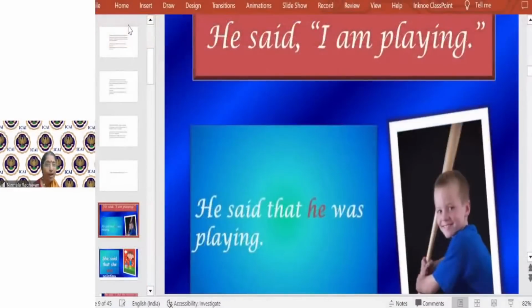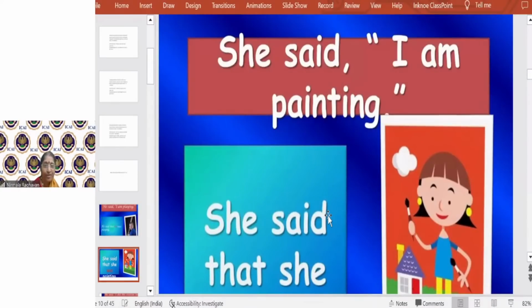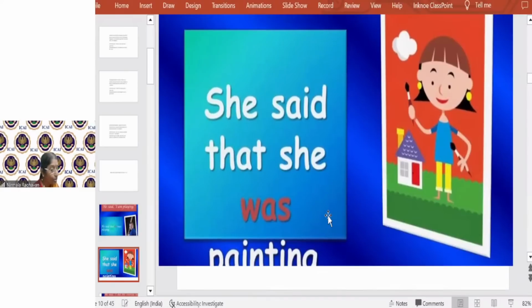Now here, he said, 'I am playing.' These are different sentences to help you understand how we can get into reported speech. These slides are not in your study material, but you have those rules and exercises, okay? The slide here is to help you understand at one go. And you see, he said that he was playing. The 'he' is in a different color to let you know what has been changed. Okay, she said, 'I am painting.' She said that she was painting.